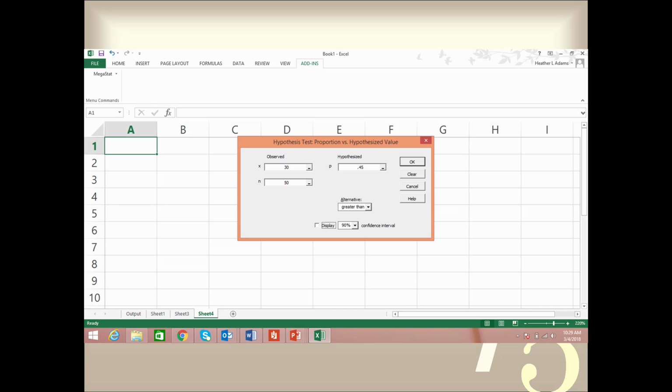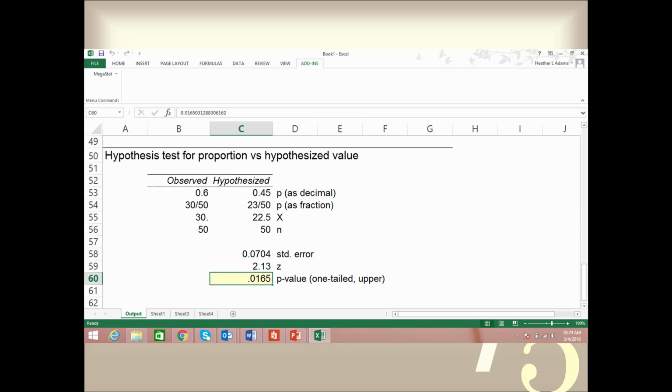The hypothesized is not 0.6 because that's what's observed. What we're trying to disprove is the 0.45, and we're trying to say it went up with the new designs. And if you recall, the problem said 10% level of significance, so I would change the confidence level to 90%. Okay, so my p-value is 0.0165.